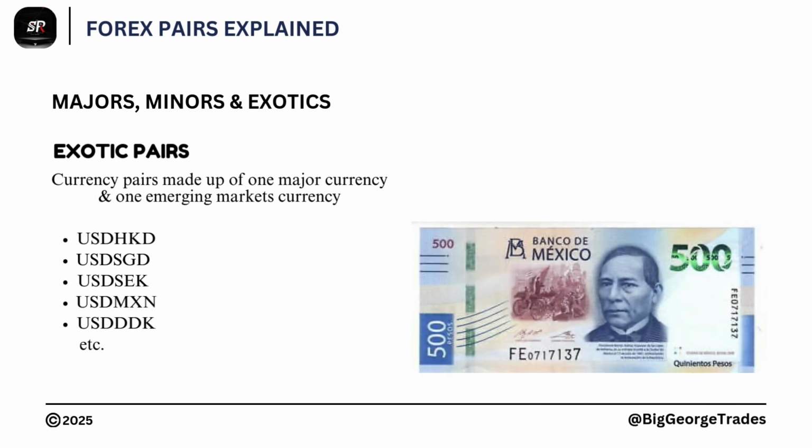Moving on to the exotic pairs, they are pairs that contain one major currency, that is the US dollar, and an emerging market currency. So we have pairs like USD HKD, the US dollar versus the Hong Kong dollar, and we have USD SGD, USD MXN, USD DKK. With the exotic pairs, because there is low transactional flow in that area, you have much larger spreads as compared to the majors and the minor pairs.